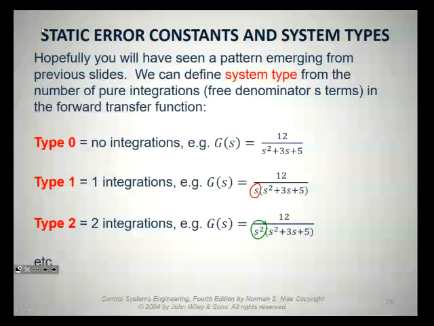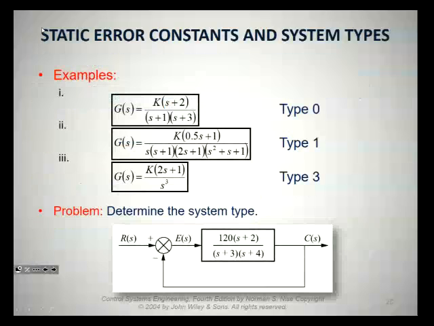Okay, in fact, every type of system reacts in the same way to the same kind of input. So, for instance, all type 1 systems will always give you 0 steady state error to a step. Yeah? All type 2 systems will always give you 0 steady state error to a ramp input, and so on. Yeah? So there's a kind of a table.